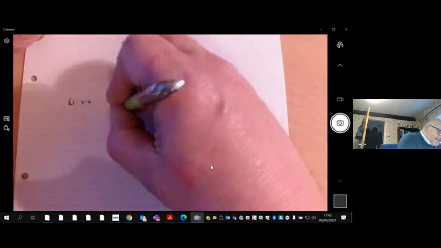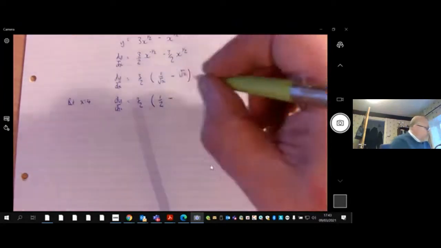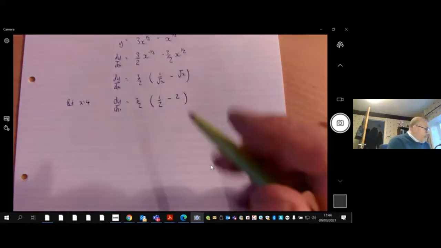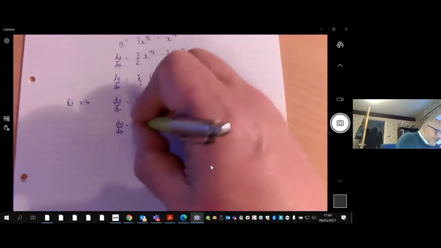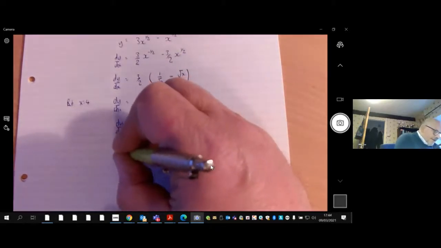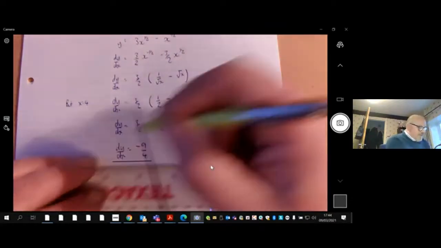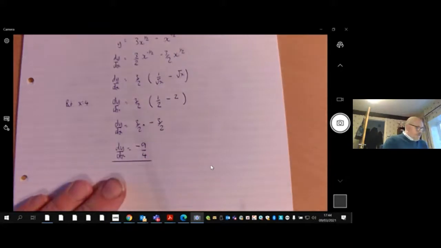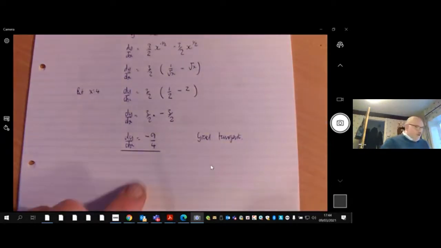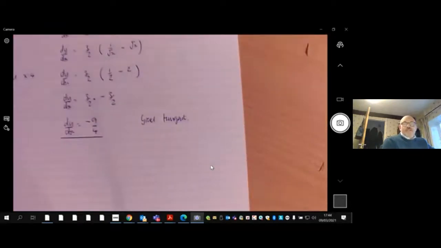So dy by dx is 3 over 2 times a half minus 2. Square root of 4 is 2. Okay. So I've now got dy by dx is 3 over 2 times minus 3 over 2. So dy by dx is minus 9 over 4. Now, just be careful. That is the gradient of the tangent. Tell the examiner. The common mistake is people are so pleased that they've got a gradient, they've forgotten that they're after the equation of the normal. Yes? So just calm down.